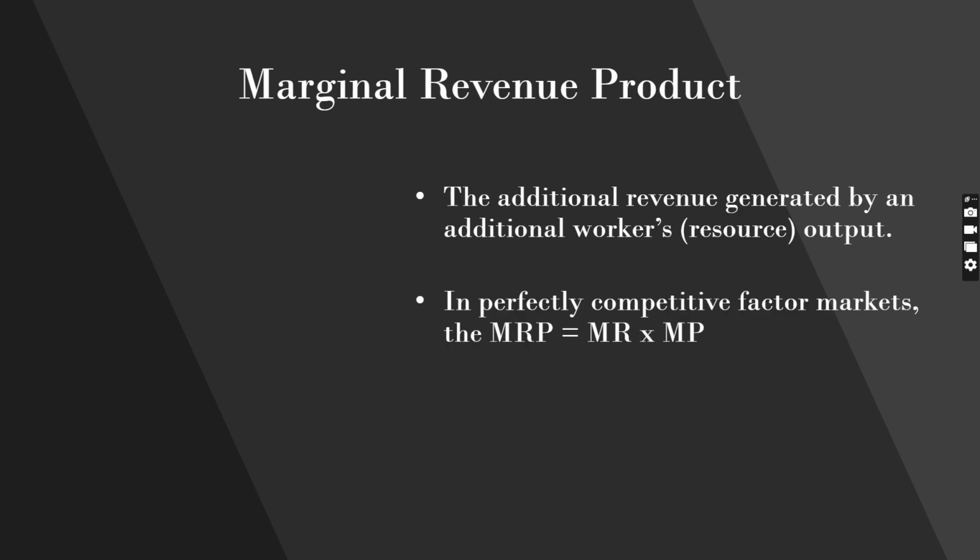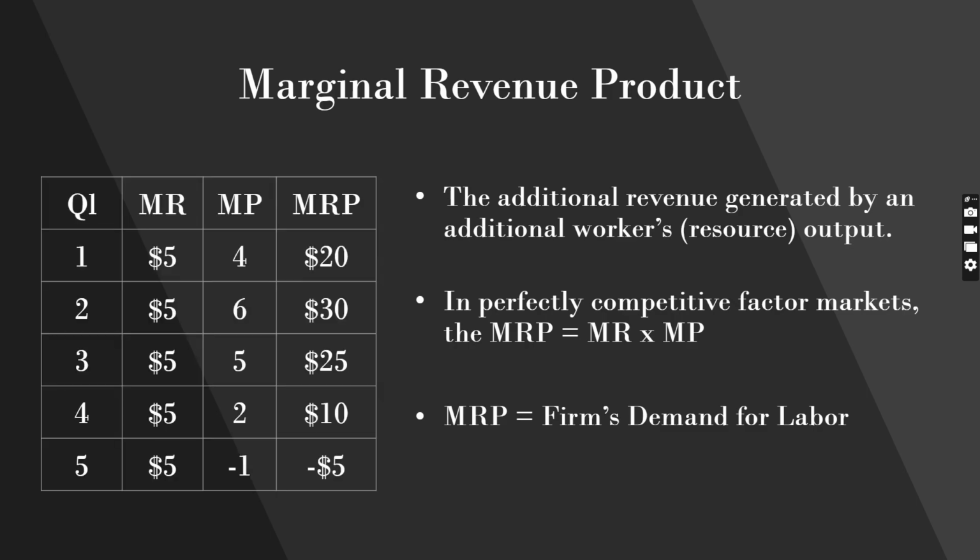And in a perfectly competitive factor market, the marginal revenue product is equal to the marginal revenue times the marginal product. And so you could think of this as the marginal revenue, or the benefit of additional units of output from an additional worker. And so the marginal revenue product is going to be equal to a firm's demand for labor. And so that's just a general rule.